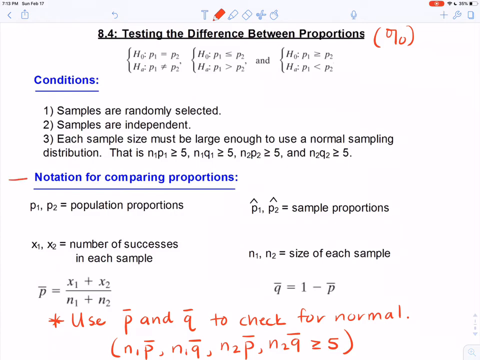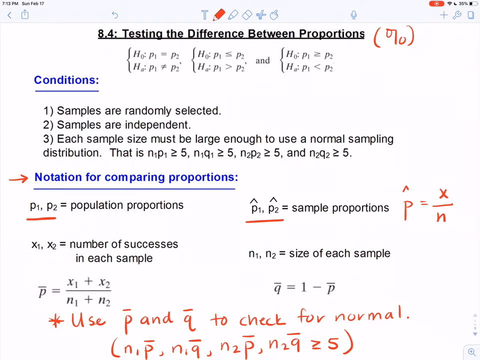And then I've gone through and given you the notation that you're going to be seeing here as well. Mainly you've got your population proportions that you're going to be comparing in your claim. You've got your sample proportions that you'll be calculating based on your data. Remember, a sample proportion just takes the number of people in a particular group and divides by the total to get that percentage.